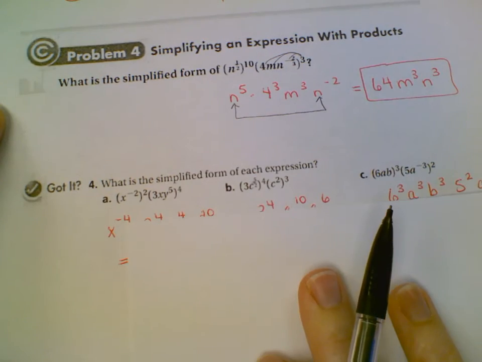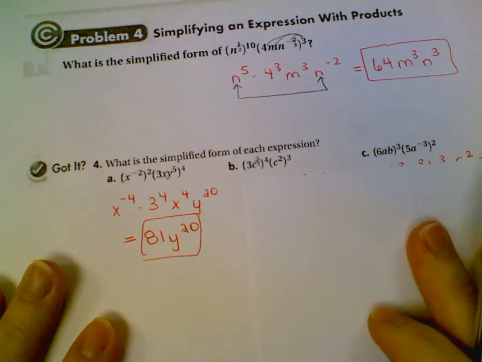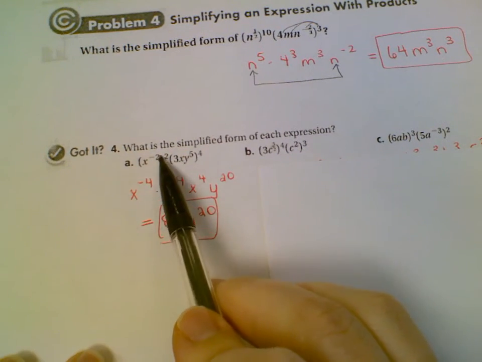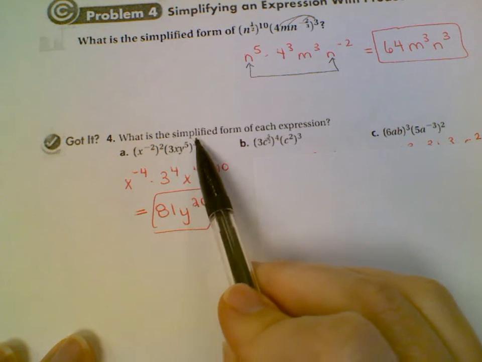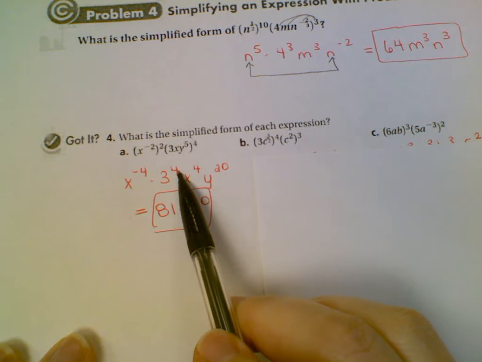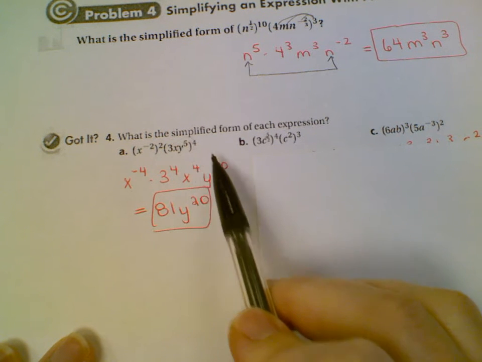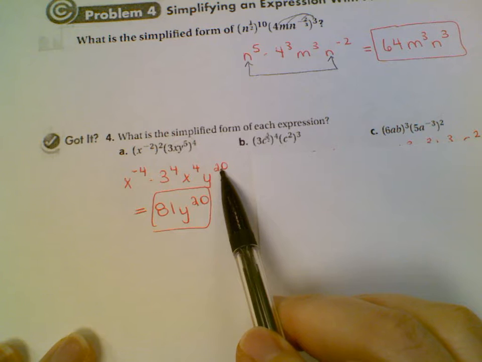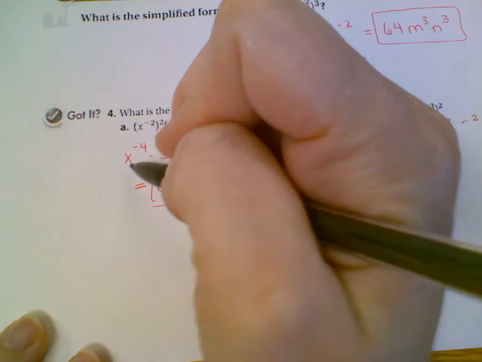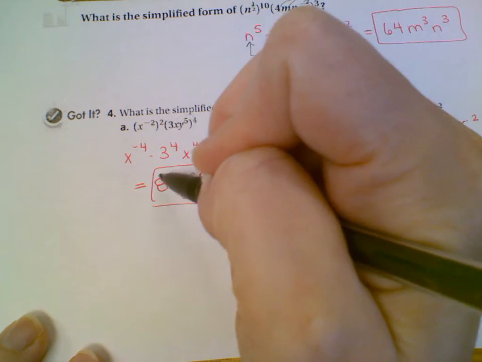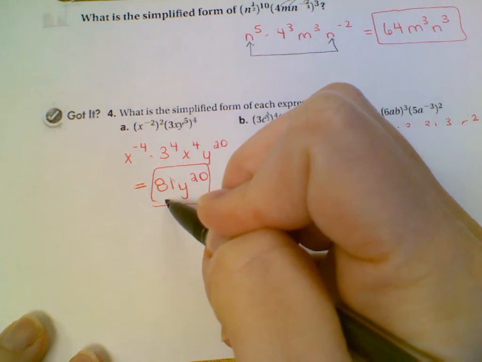Alright, let's try another one. Letter A. I'm going to multiply these two, so I get x to the negative 4th. I'm going to distribute this 4 all the way across, so I get 3 to the 4th, x to the 4th, and then I'm going to multiply so I get y to the 20th. Now you need to look for like terms. 3 to the 4th would become 81. There are no other numbers, so it just stays that.